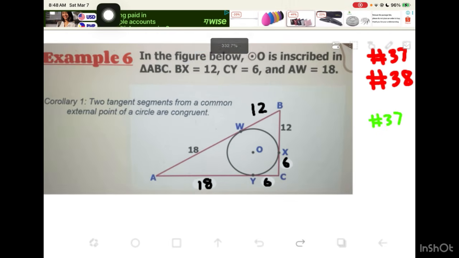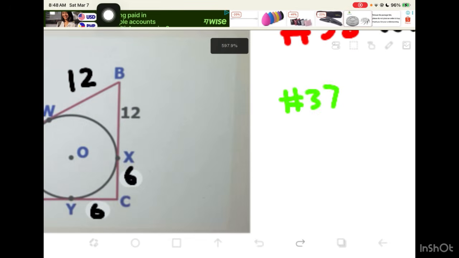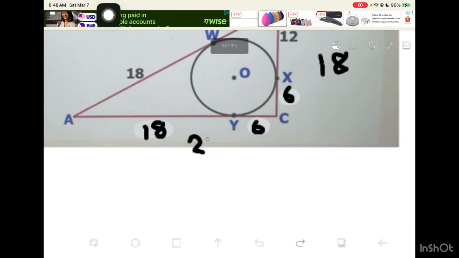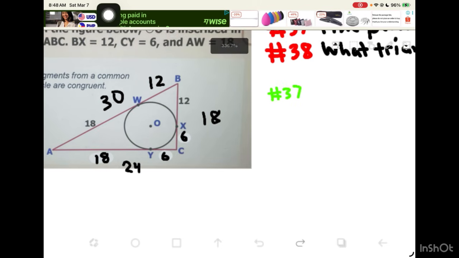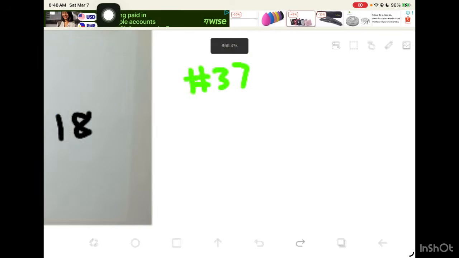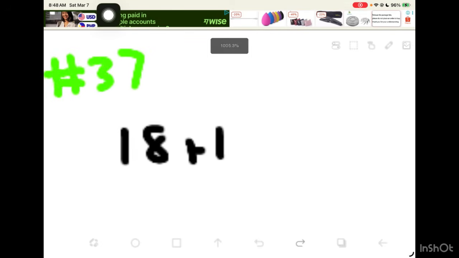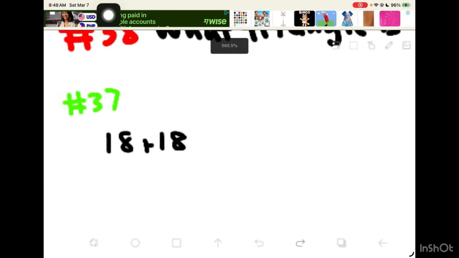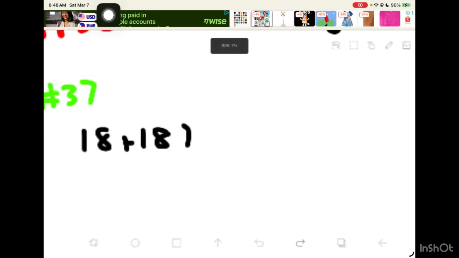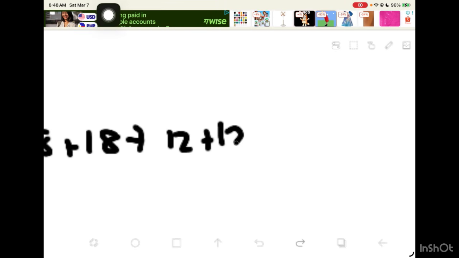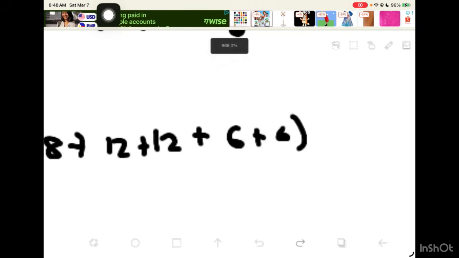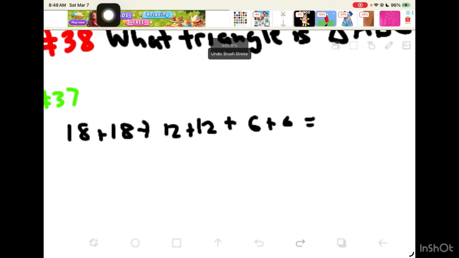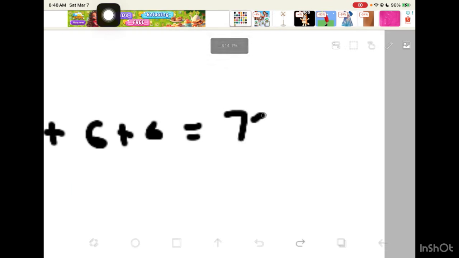Yeah, 6 was given, by the way. So we can say that this is 18, 24, and 30. So it becomes, let's do 18 plus 18 plus 12 plus 12 plus 6 plus 6 is equal to 36 plus 24 plus 12, that is 72 cm.